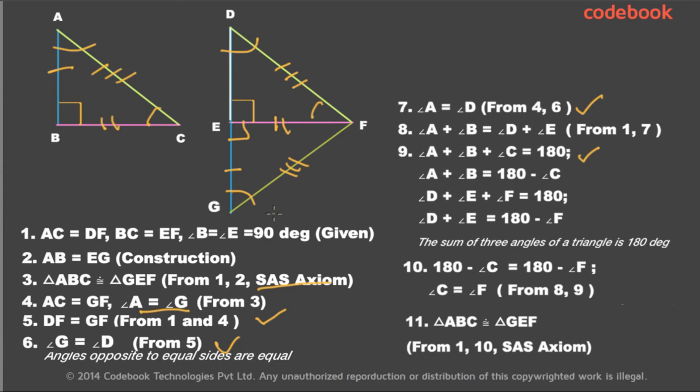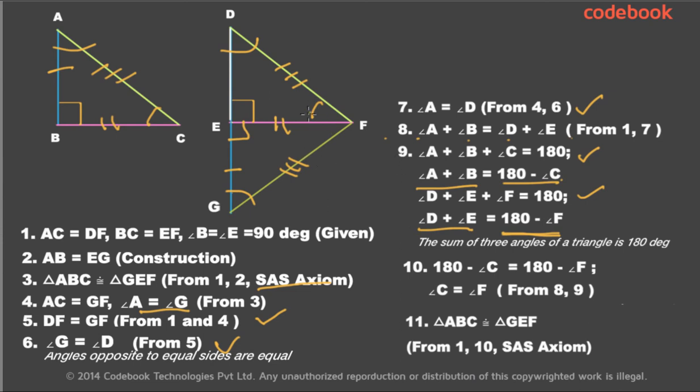Similarly, the sum of all the three angles in the triangle DEF is also equal to 180. So angle D plus angle E plus angle F is 180. So angle D plus angle E is equal to 180 minus F by taking F to the right hand side. So now we can say 180 minus C is equal to 180 minus F, because we know from 8 A plus B is equal to D plus E. So these two are equal. So 180 minus C should be equal to 180 minus F. So now from this equation, we can cancel out 180s and the negative signs also get cancelled out. So we have angle C equal to angle F from 8 and 9.